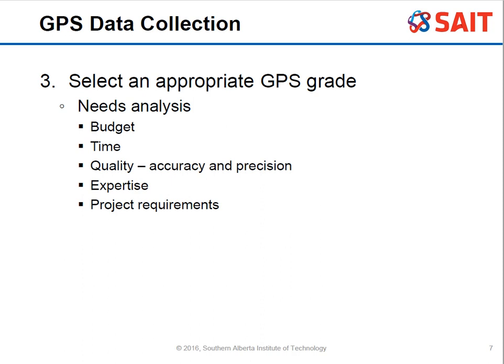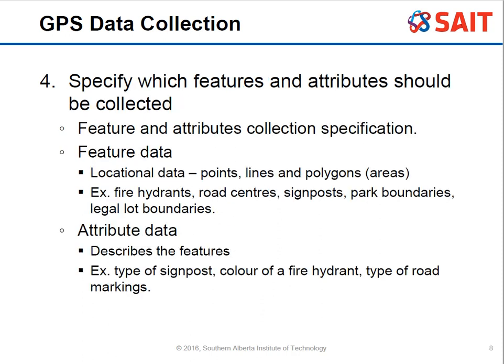Then we need to decide what GPS system do I need. So things to keep in mind is budget, time, the quality, so the accuracy and precision, the expertise you need to be able to run it, and just other project requirements. Like, are you going to have to go rent a survey quality GPS, or can you just use your cell phone?